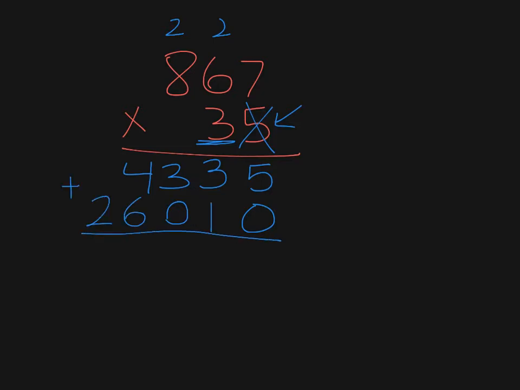Let's go and add these partial products together. 5 plus 0 is 5. 3 plus 1 makes 4. 3 plus 0 makes 3. 4 plus 6 makes 10. I carry my 1. 1 plus 2 is 3. I put a comma right there. And my product is 30,345. Let's move on to number 2.